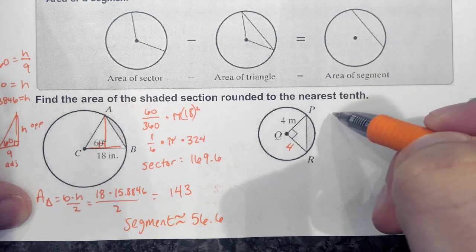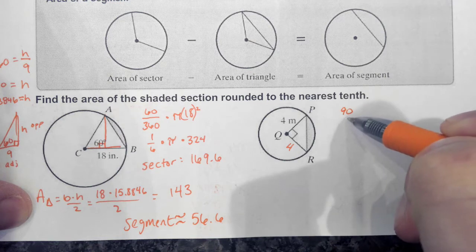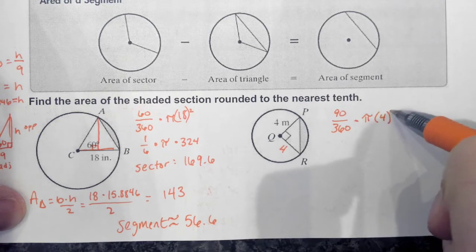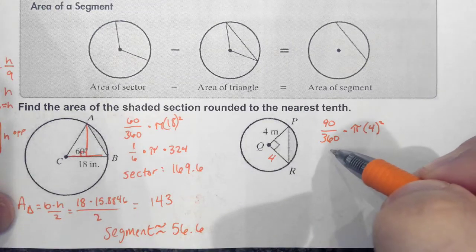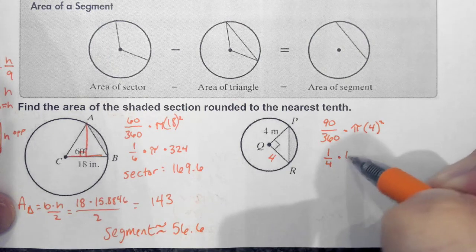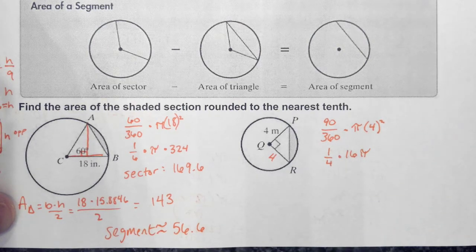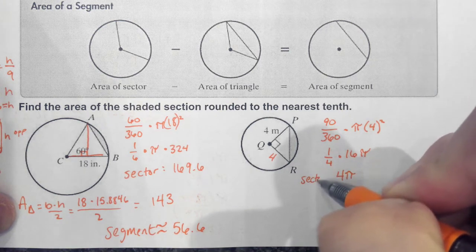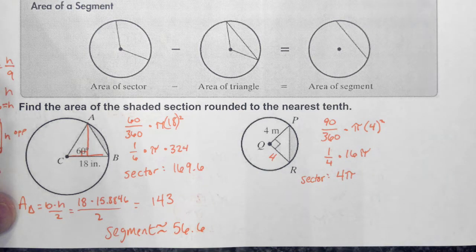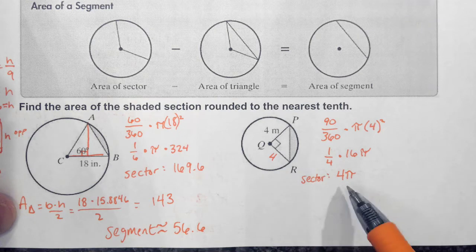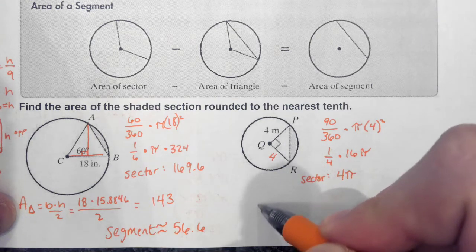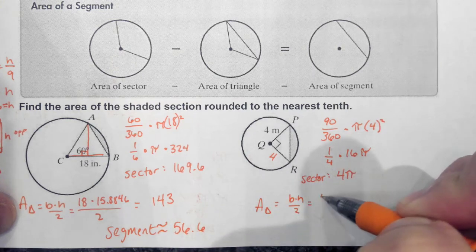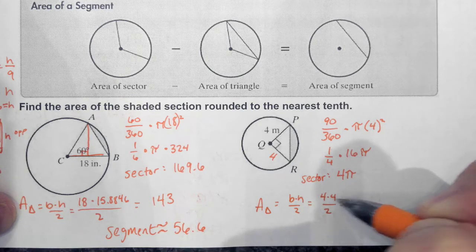First thing, find the area of the sector. The sector is the central angle divided by 360 times the area, pi times the radius squared. So 90 over 360 is 1/4, and 4 squared is 16, and a fourth of 16 is 4 pi. So there is my sector. I'm going to leave it in terms of pi this time. Then the triangle is base times height divided by 2. The base and the height are both 4. 16 divided by 2 is 8.